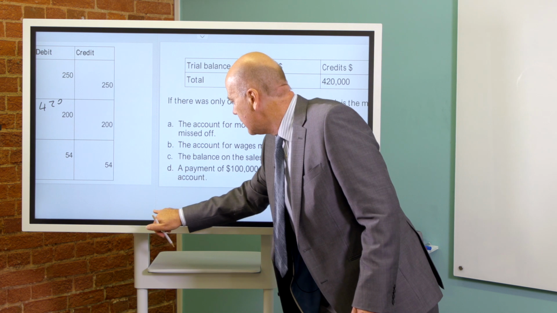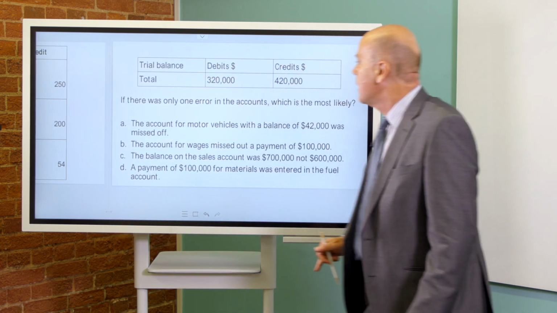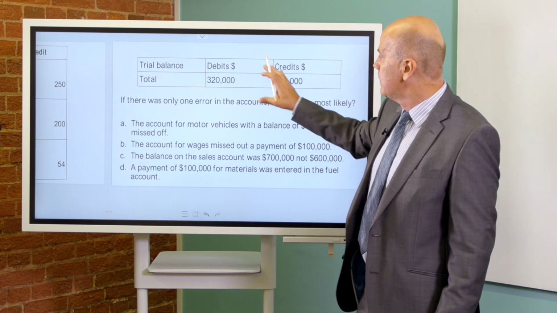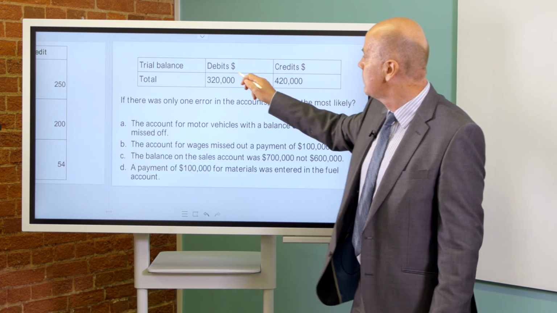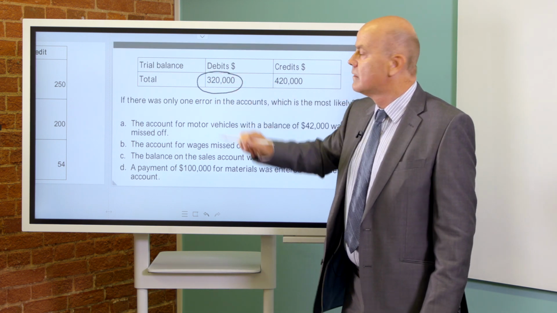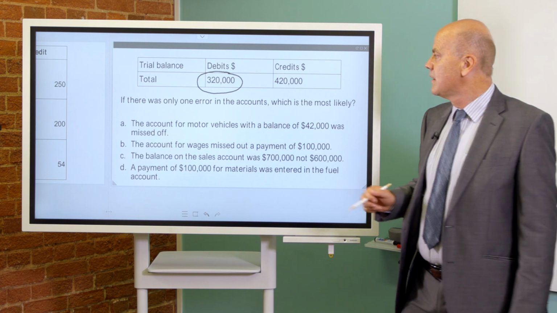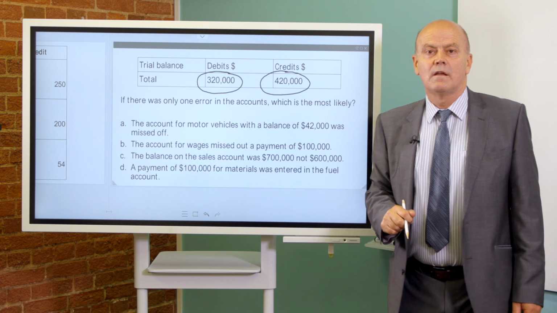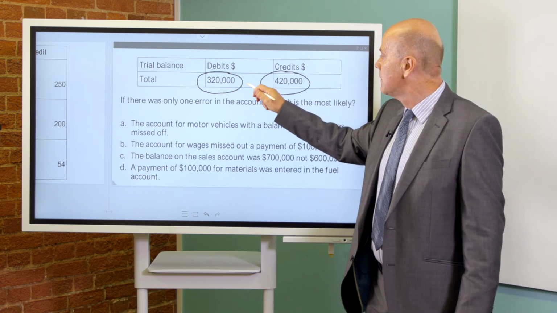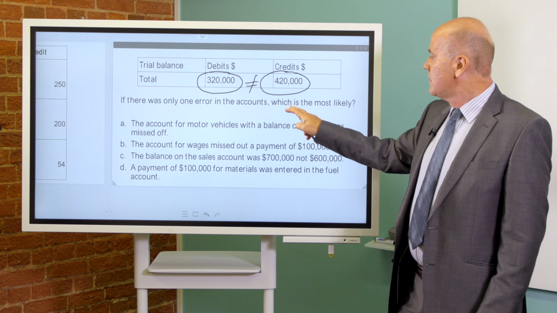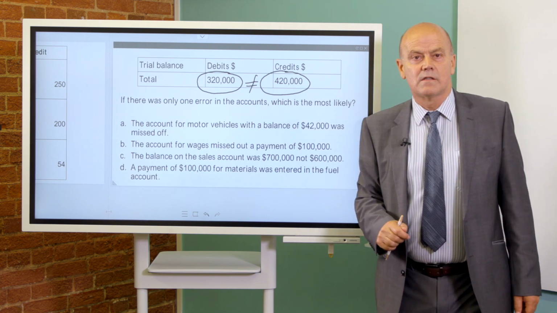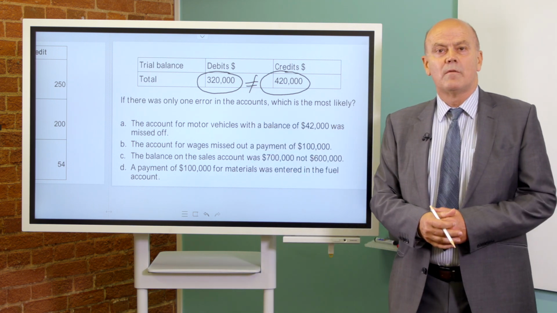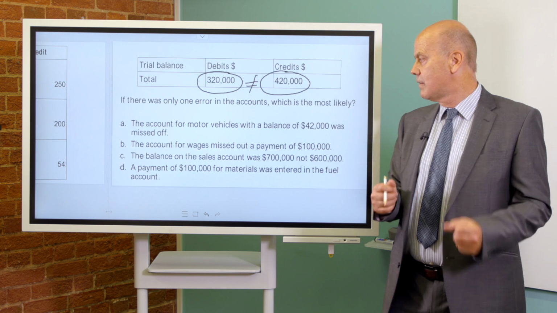What we've got now is an example of a trial balance that doesn't balance. So what we have here, we've done the trial balance and we've got a total of the debits, 320,000. We have a total of the credits, 420,000. And we can see very easily they are not the same. So we have a big problem here that we need to resolve. And what we're looking on, what is the most likely problem that we have here that's created this error.